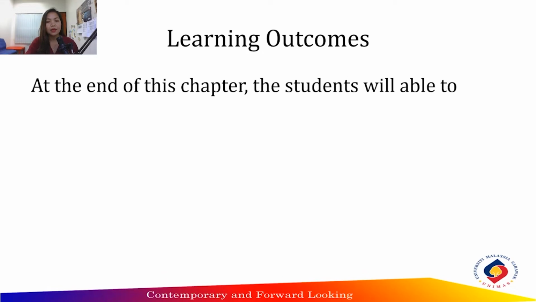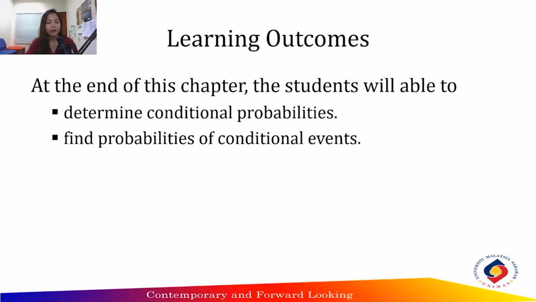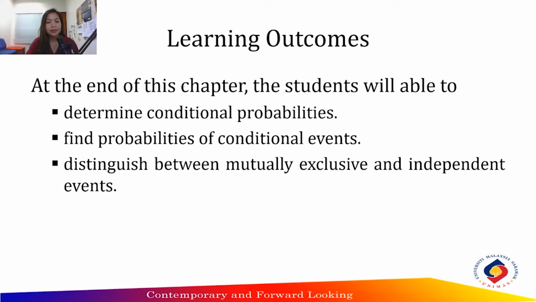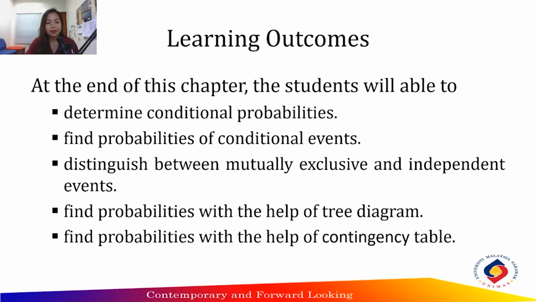So the learning outcomes for this subtopic are: you have to know how to determine conditional probabilities, find probabilities of conditional events, distinguish between mutually exclusive and independent events, find probabilities with the help of a tree diagram, and find probabilities with the help of a contingency table.